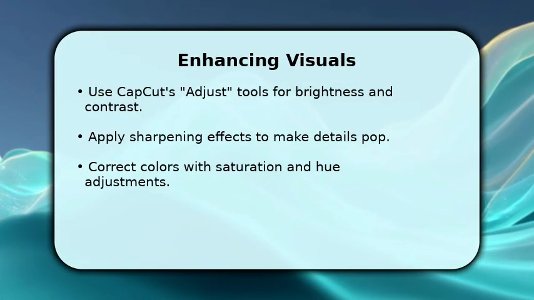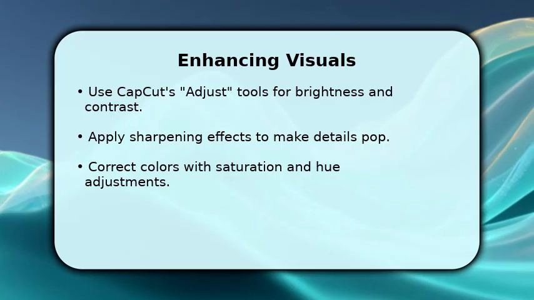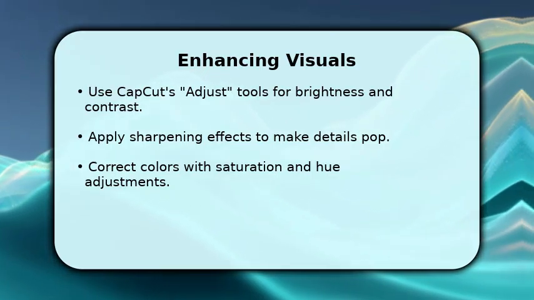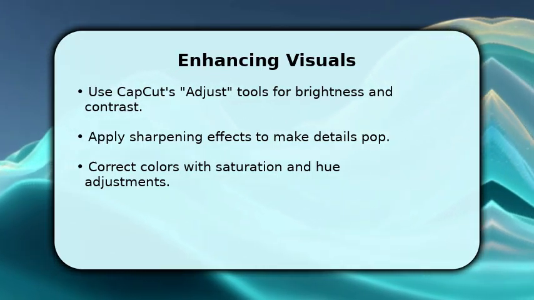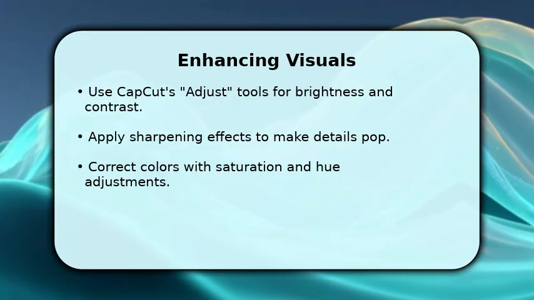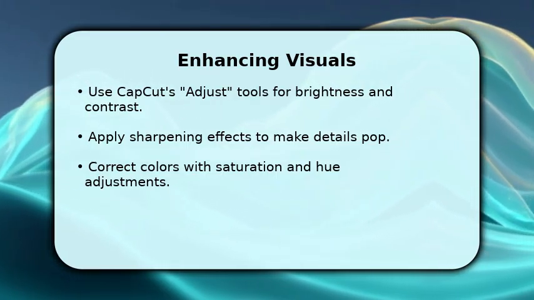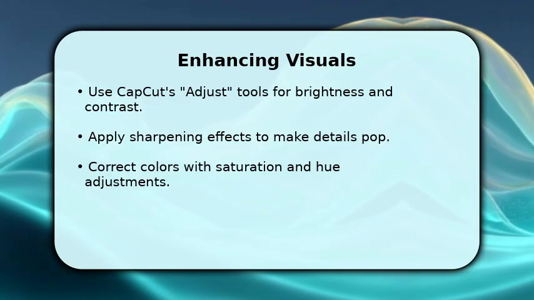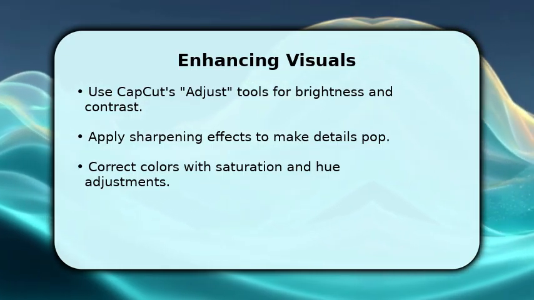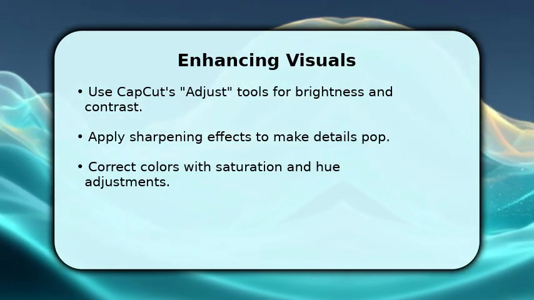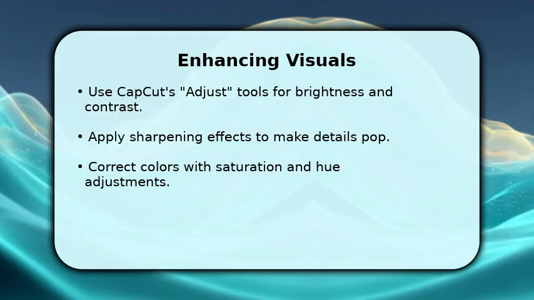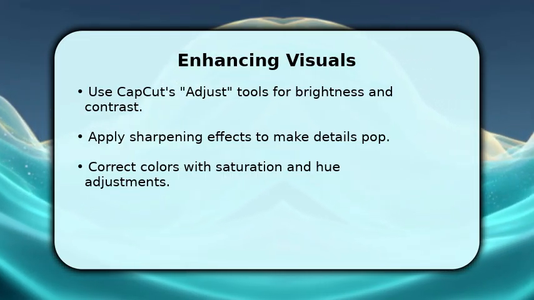Once your basic settings are optimized, dive into Capcut's Adjust panel. Here, you can fine-tune brightness and contrast to make your footage more vibrant. Don't forget to use the sharpening tool. A subtle touch can really make details pop without overdoing it. Also, experiment with saturation and hue to achieve accurate and appealing color correction for your video.